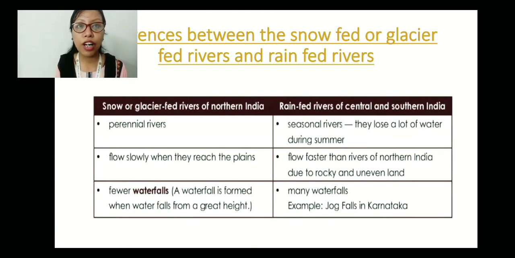And so therefore, glacier and snow fed rivers don't have many waterfalls. Only very few waterfalls are there. But rain fed rivers have many waterfalls. For example, Jog Falls in Karnataka. So these are some of the differences between the snow fed or glacier fed rivers and rain fed rivers.